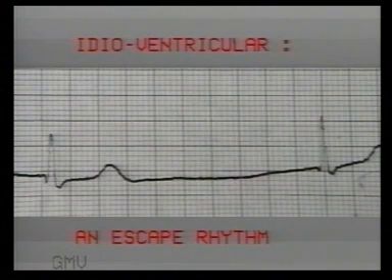Sinus arrest may also be followed by idioventricular rhythm causing bradycardia. Note the QRS complexes which are wide and at a rate of 20 to 40 per minute. There are no P waves. This is idioventricular rhythm with a rate of 33 per minute.